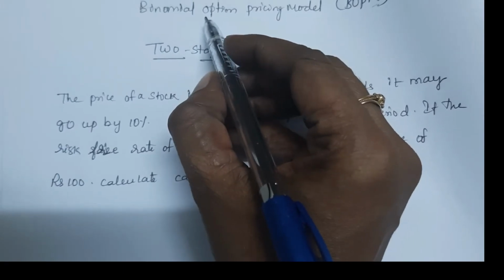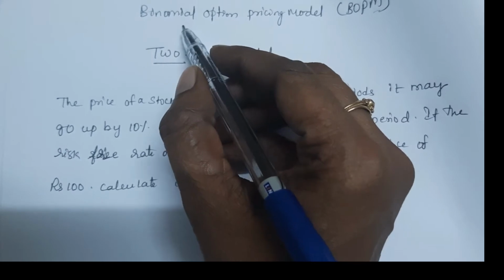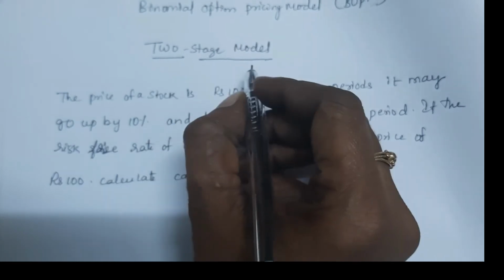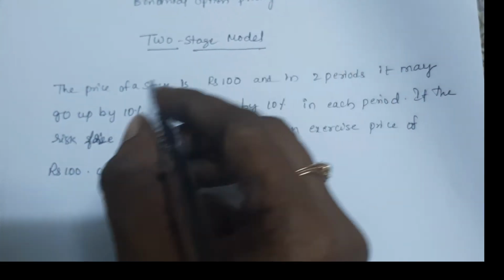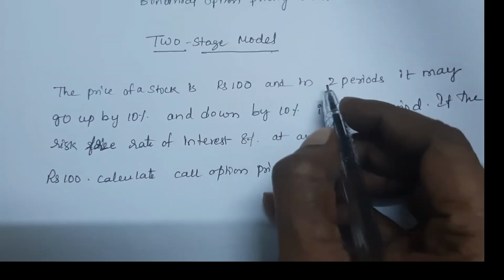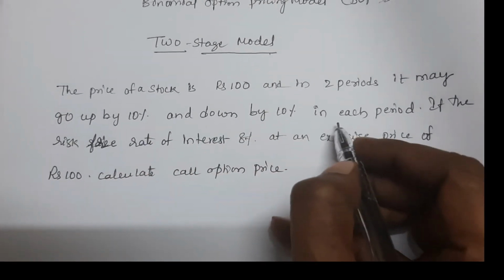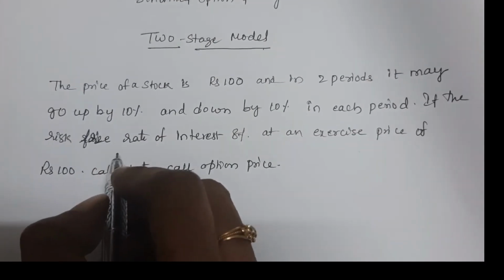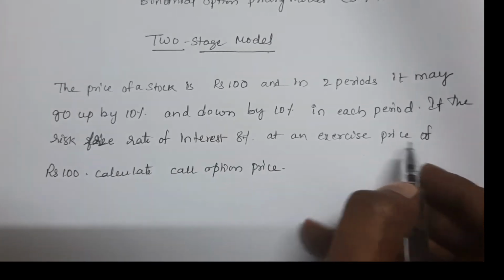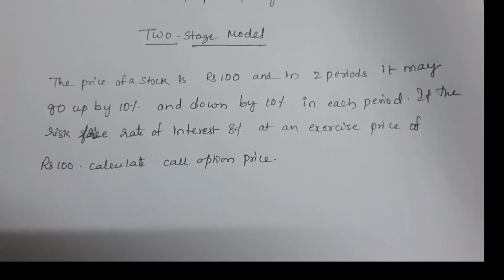Hello everyone. We will discuss one of the option pricing models, that is the binomial option pricing model, two-stage model. Here is the sum. The price of a stock is rupees 100 and in two periods it may go up by 10% and down by 10% in each period. If the risk-free rate of interest is 8% at an exercise price of rupees 100, calculate the call option price.